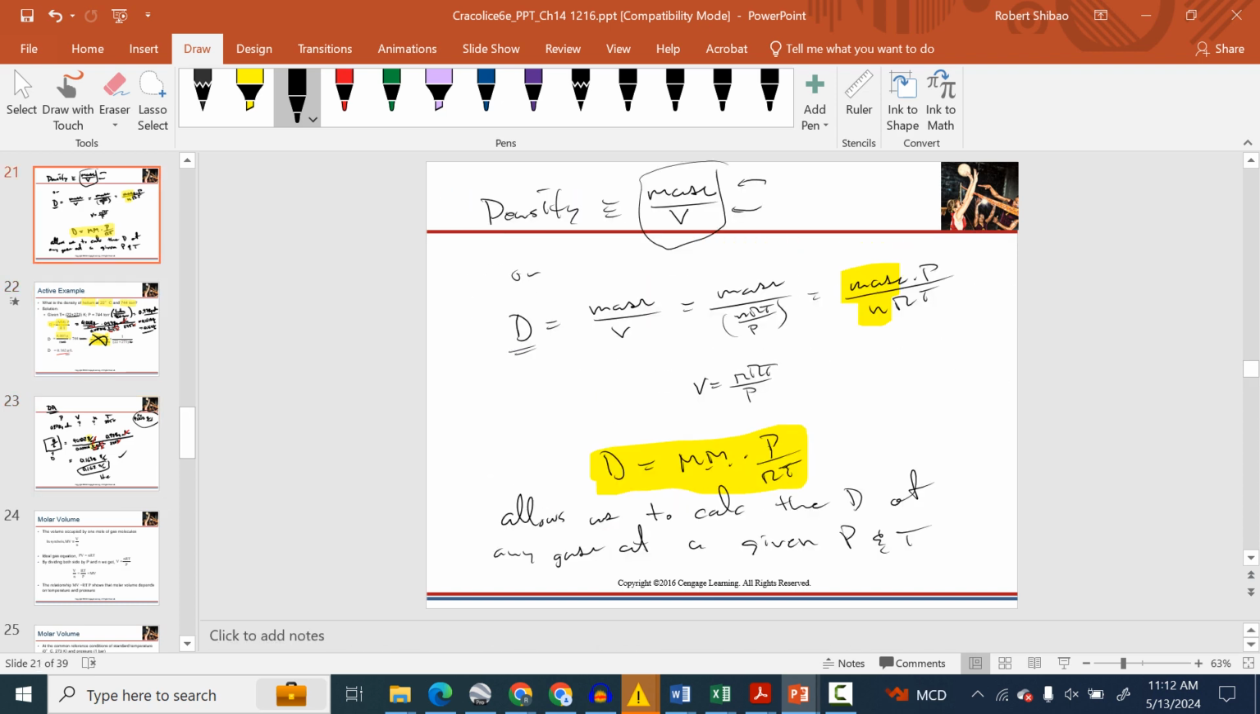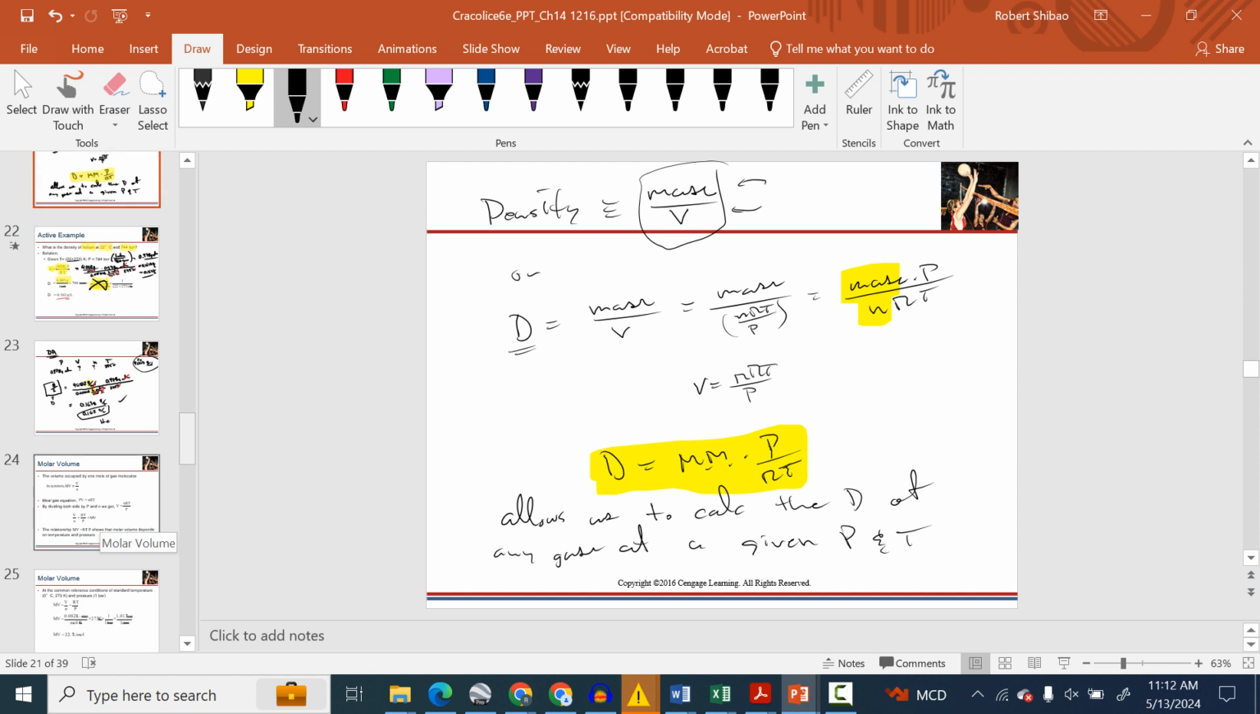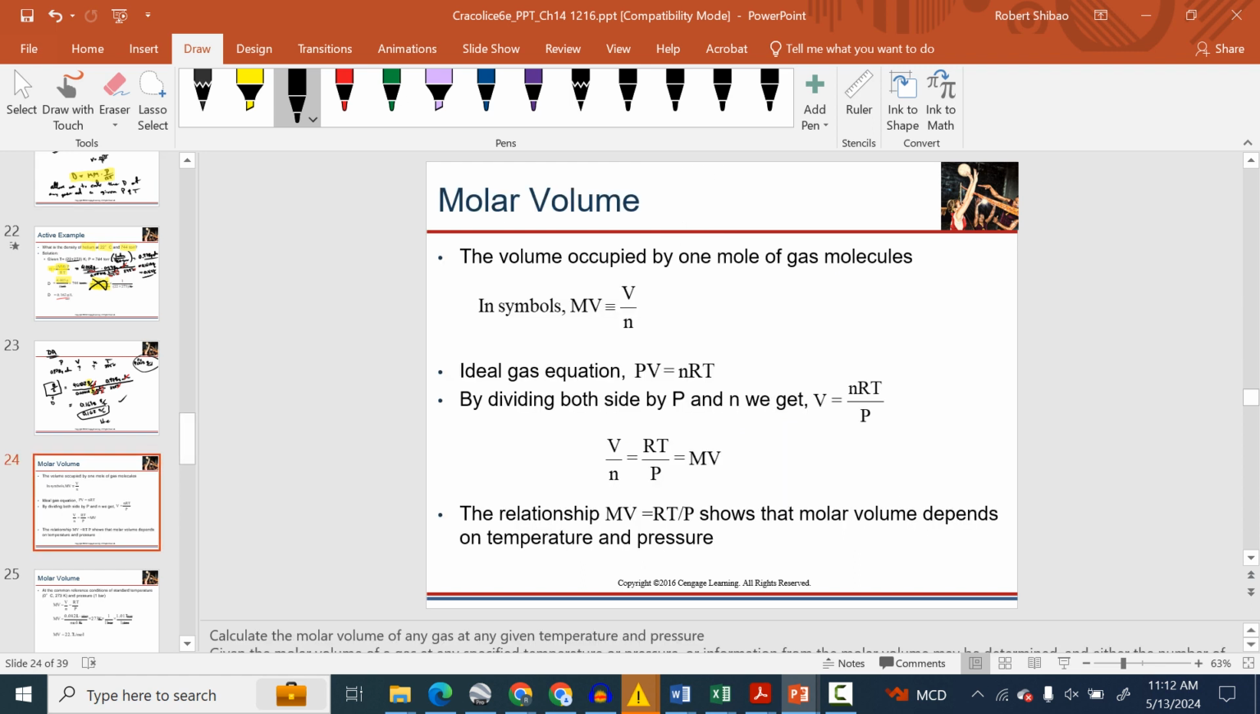So density is mass over volume. Molar mass is mass over moles. And then we have a new one called molar volume. Molar volume is volume per mole. In other words, the units for molar volume are going to be liters per mole.